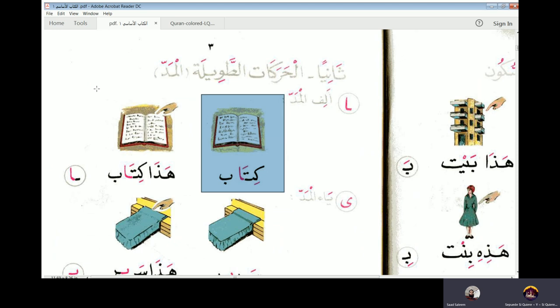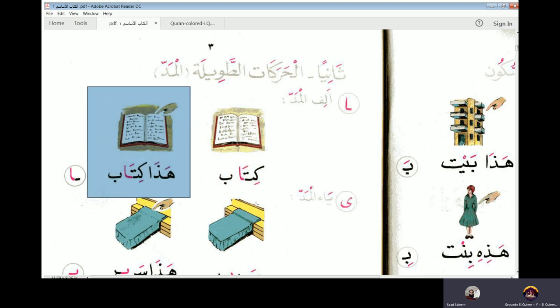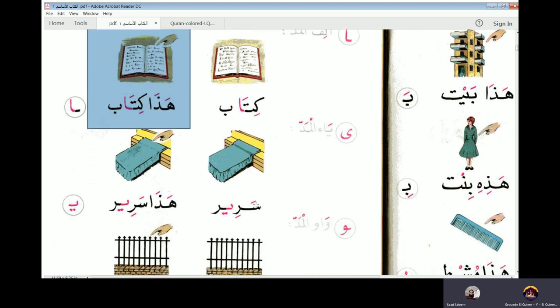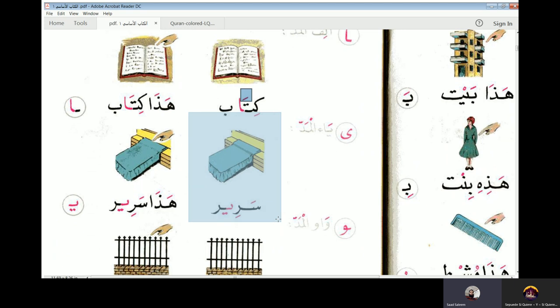Kitabun, a book. Hada kitabun. This is a book. And the sign of Alif Madda is that there is a fatha before the Alif. Okay. Next, Ya Madda.